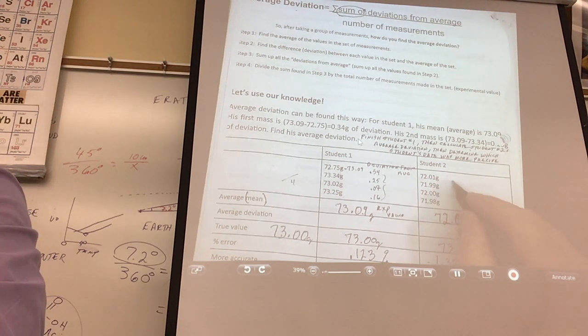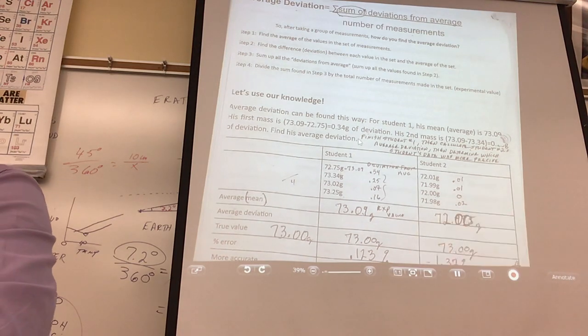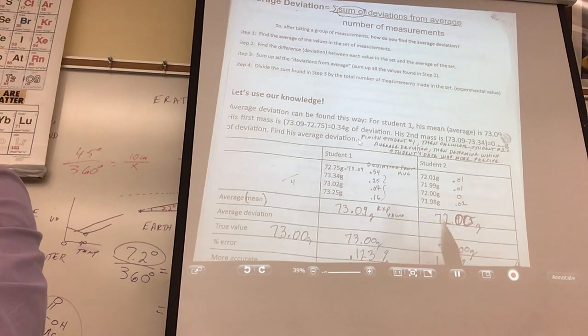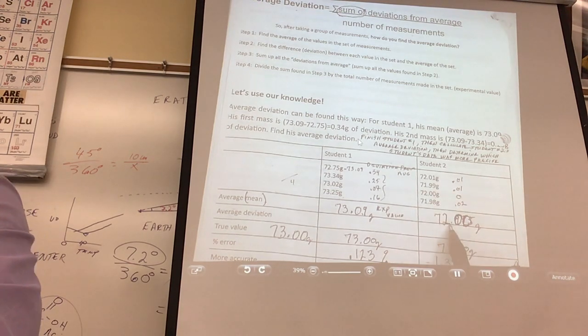This is a little easier to find the deviations. Look at that. I can do that one in my head. Whoa, 0. Okay. Did everybody get this? I'm going to find how far away were you from your own average. See that? From your own average.